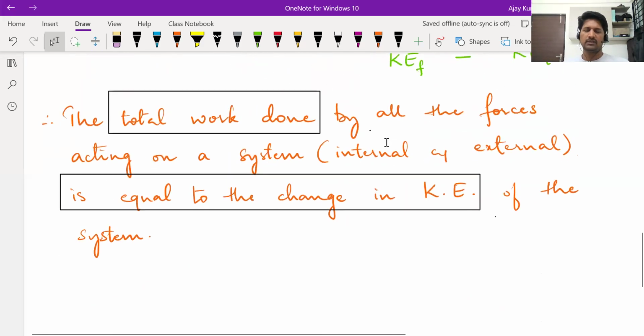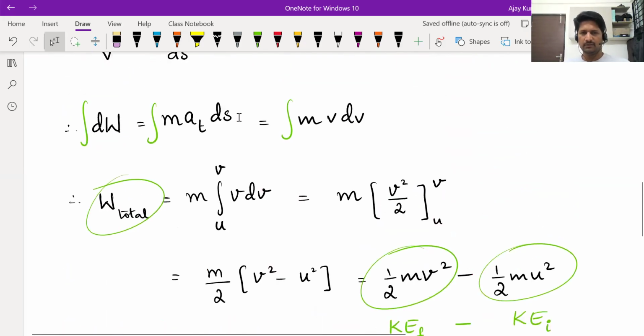So we can conclude that total work done by all the forces acting on a system is equal to the change in kinetic energy of the system. Okay, any doubt in the proof? Anyone? And since we use the integral method, the proof is true in general. The force doesn't have to be constant. We didn't use equations of kinematics anywhere in the proof. Fine. So acceleration need not be constant. That means the force need not be constant. So work energy theorem is applicable to work done by variable forces also.